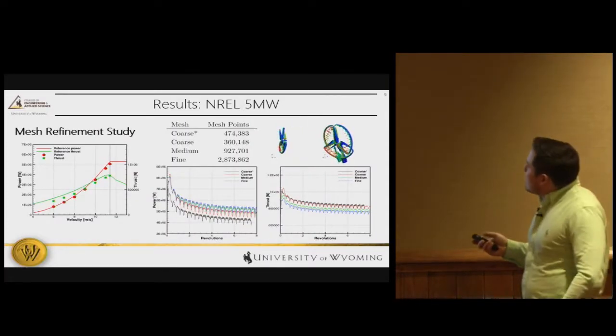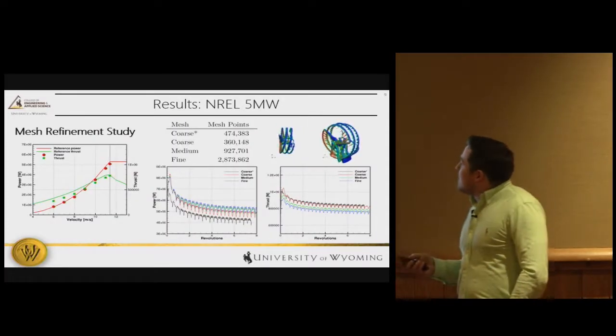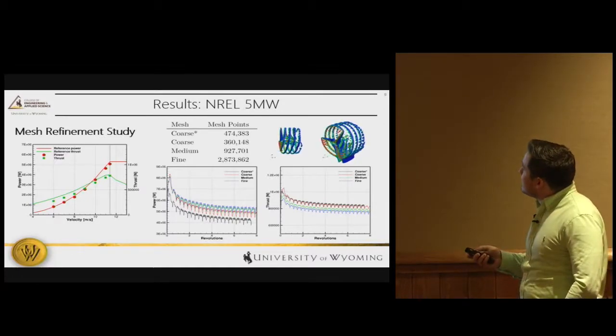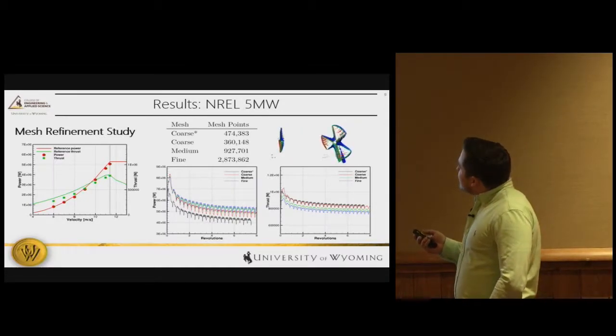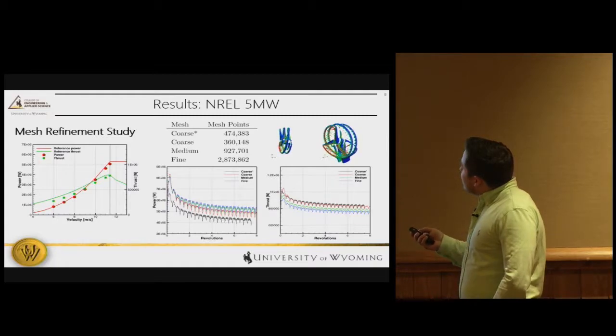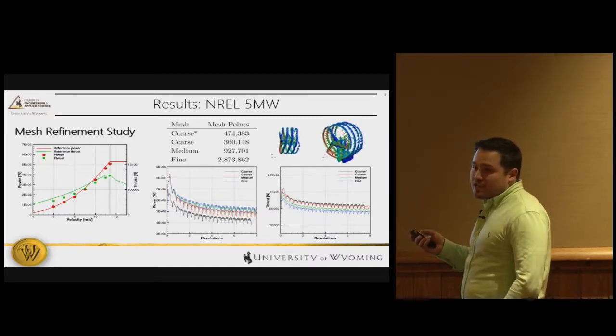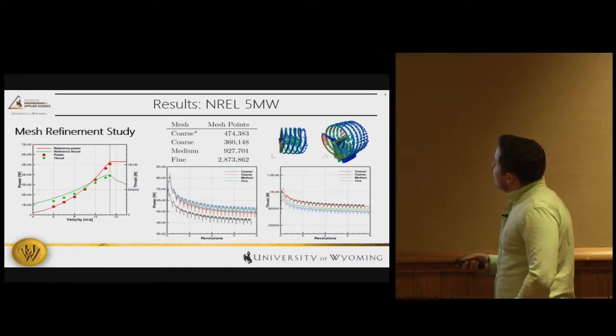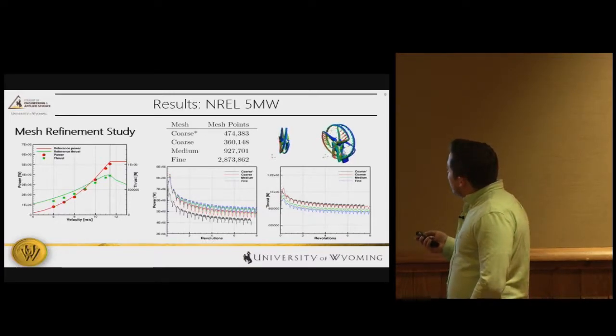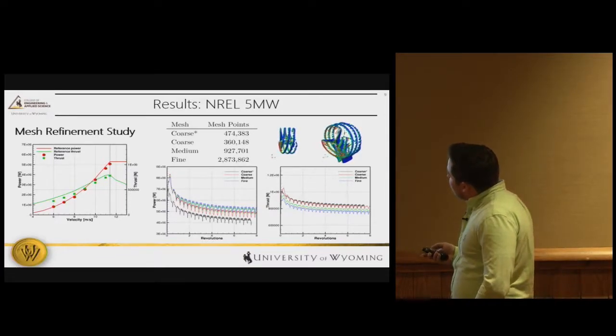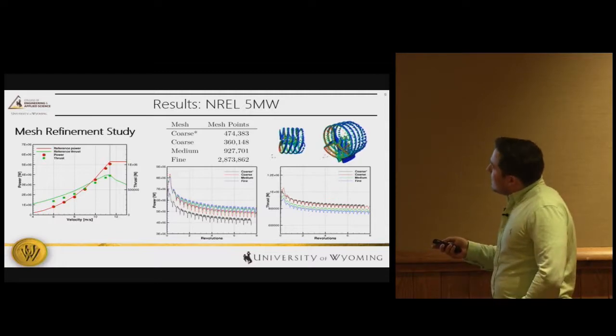So the first turbine I want to show you is this NREL 5 megawatt. We did a mesh refinement study. We chose 4 meshes, this core star mesh, and then we have a family of meshes, so they're all derived from the same mesh. And we're showing power and thrust convergence here, up to 8 revolutions.